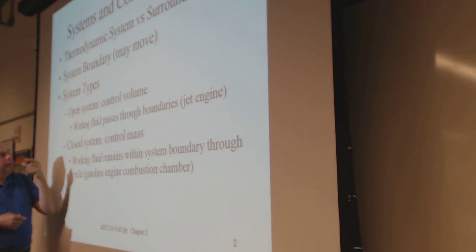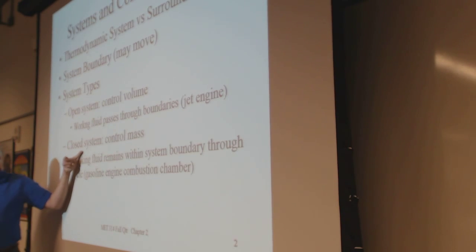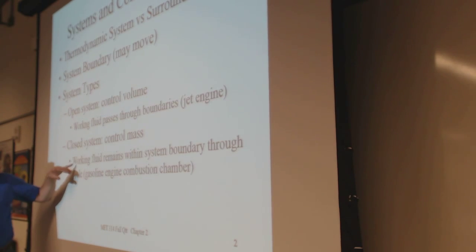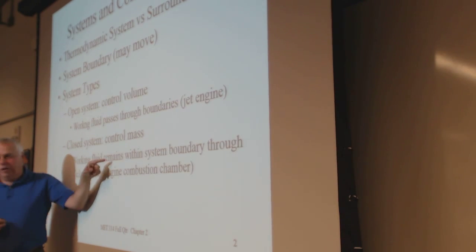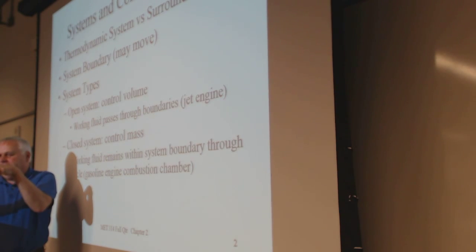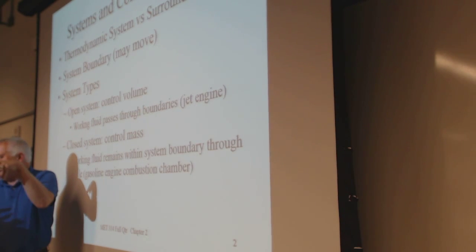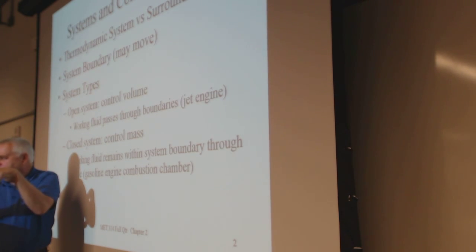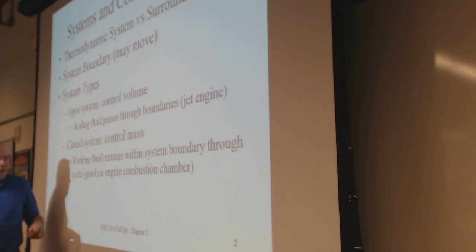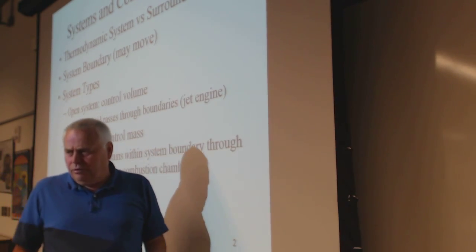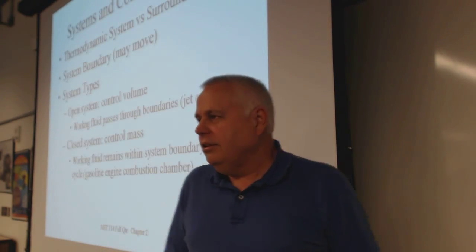So that's that. Then there's closed systems. That would be like your combustion chamber in a gasoline engine. We're looking at the same charge of fluid, same molecules, and they're within the system, and that boundary is moving as the piston's moving. What we're looking at there is a fixed number of molecules of whatever it is we're looking at. So those are two definitions. We're going to go through a number of definitions here.